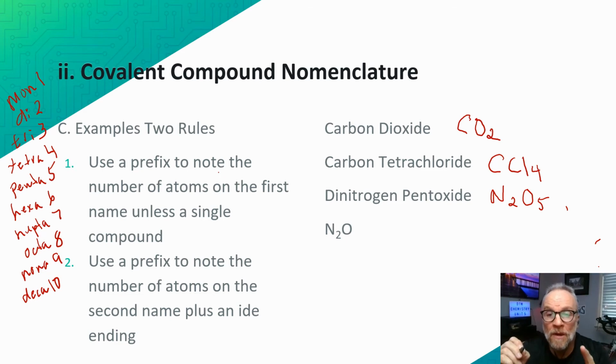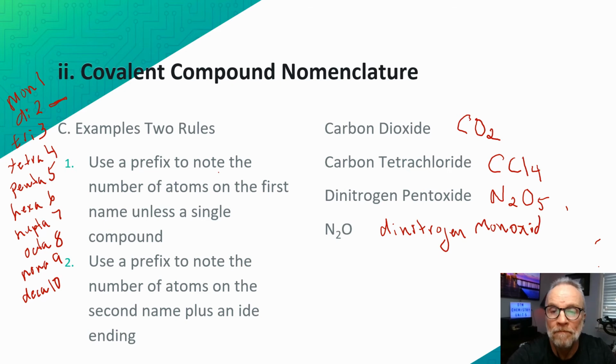So this one, you got 2 nitrogen atoms here, so it's going to be dinitrogen and monoxide to denote 1, right? So the only time you'll see mon is in the second name. So this is carbon monoxide.